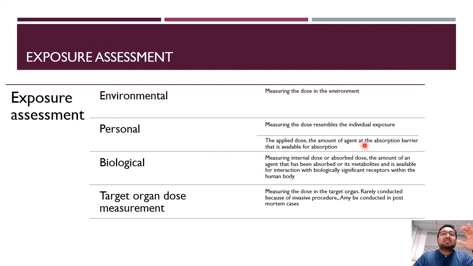Okay, yang ni di sekeliling dia, yang dia berdasarkan mungkin PPE yang dipakai apa semua kan, the amount of agent at the absorption barrier that is available for absorption. Maknanya ya environment ni lagi luas, yang ni lagi kecil. Biological ni dia dah masuk, and target organ dose measurement ni dia dah sampai ke organ tertentu ke tak. Kita boleh measuring the dose in target. Contohnya dekat lung ke, dekat brain dia, atau dekat liver, dekat kidney dia. So assessment tu boleh ada level-level dia, daripada environmental, personal, biological and target organ dose. Okay.